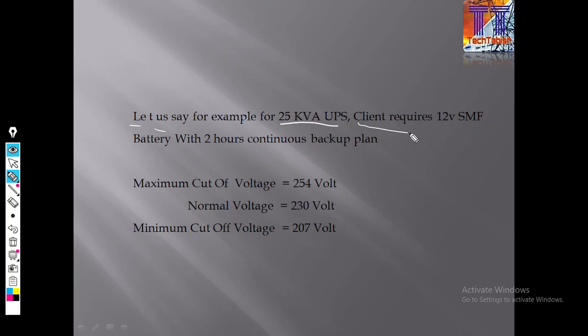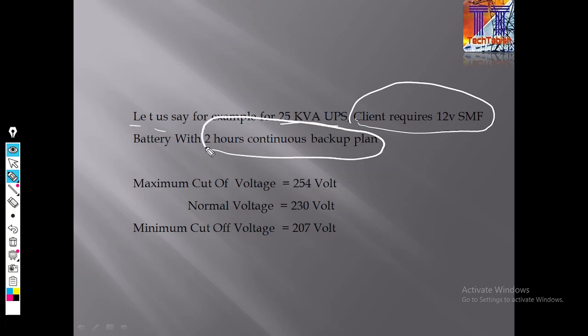Here the client requires a 12 volt cell maintenance free battery. This is the requirement of the client, with 2-hour continuous backup. They require 2-hour continuous backup, and their demand is a 12 volt maintenance free battery.